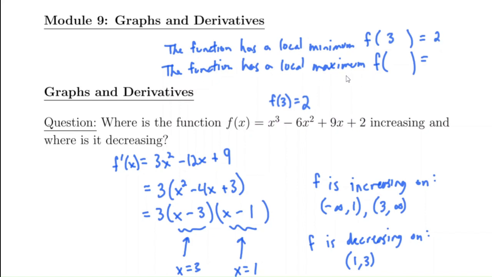f has a local maximum. Well, remember it had a maximum at 1, and if you plug it in for yourself here, you can see f of 1 was 6. So we can say f has a local maximum, f of 1 equals 6.